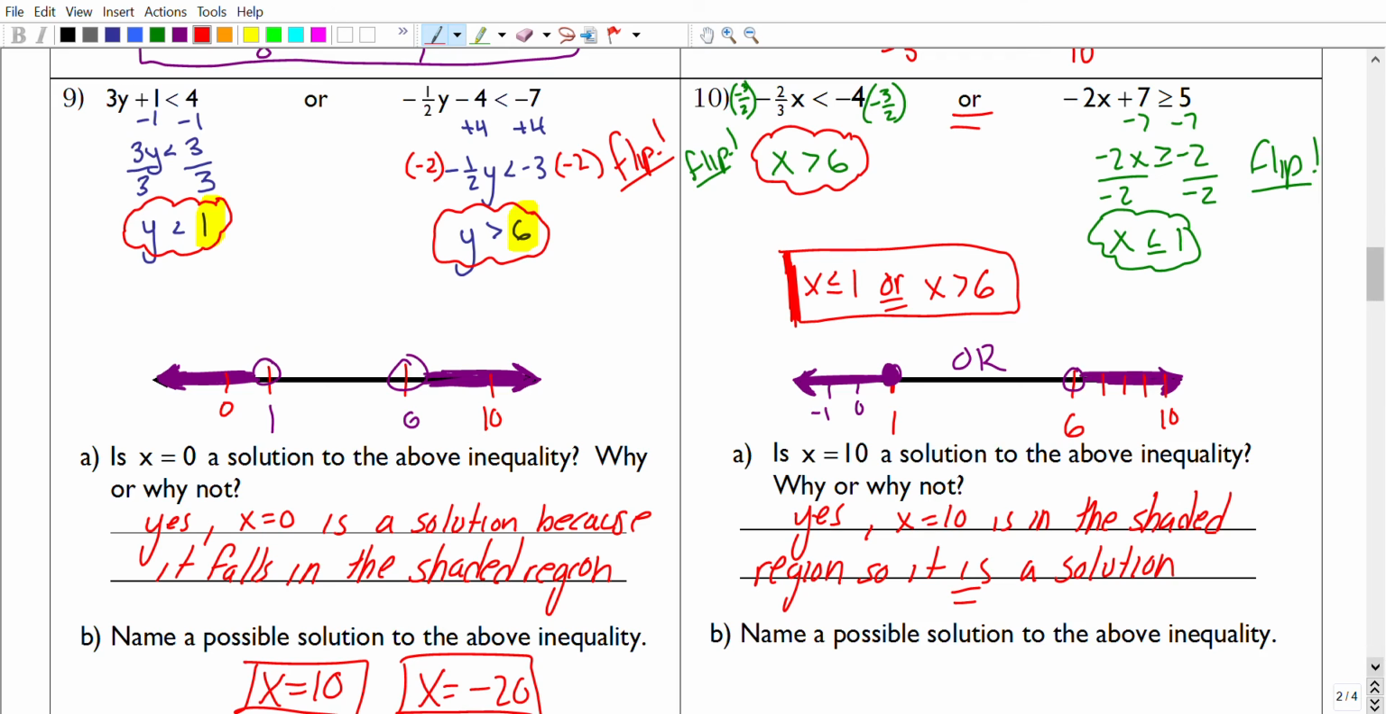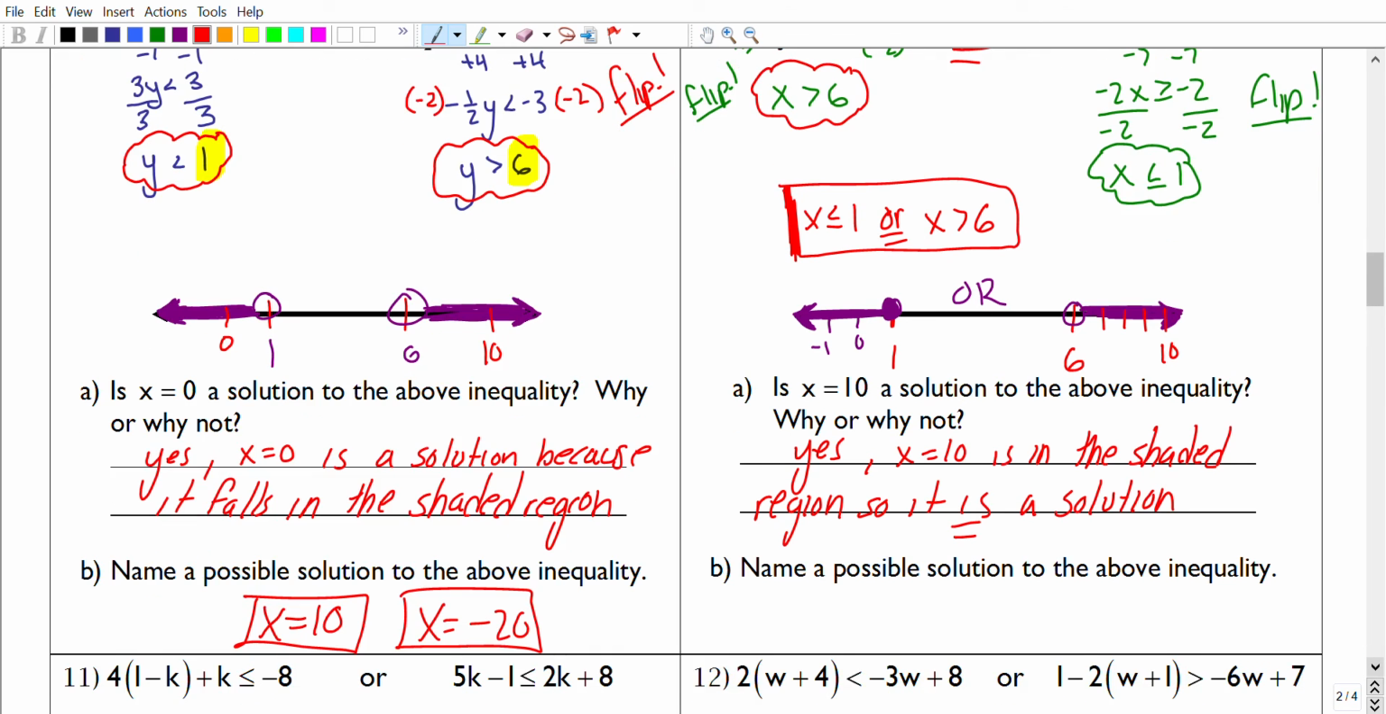Okay? And finally, for part B, it says, name a possible solution to the above inequality. Well, again, it's just finding a number that is in the shaded region. And we have two different shaded regions. We have this one here on the left, and we have the one on the right. And actually, I already started doing a few numbers here. So that -1 is part of our solution. So x equals -1 is a solution.